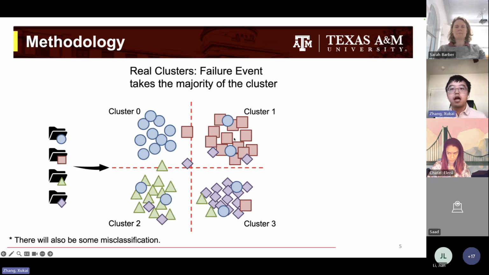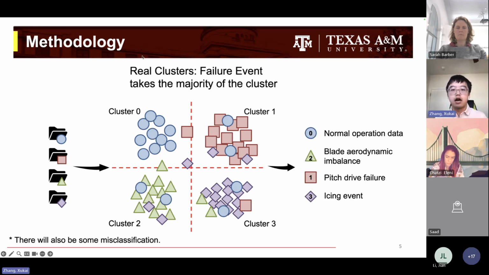From this analysis, we make an important assumption. In the real data, even with a perfect classification model, the named failure event will make up the majority of each cluster. Once we form 4 clusters, we label each one based on the most common event it contains. For example, cluster 0 here represents the normal operation data. Cluster 1 is a pitch drive failure, cluster 2 is the blade aerodynamic imbalance, and cluster 3 is the icing event.